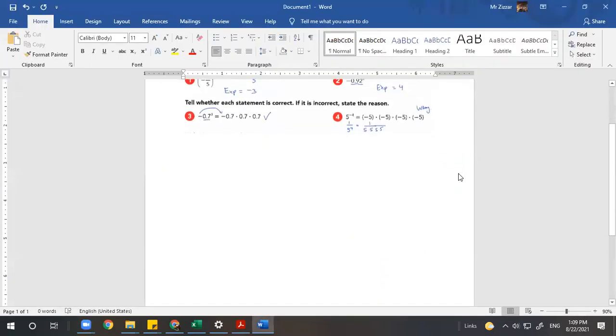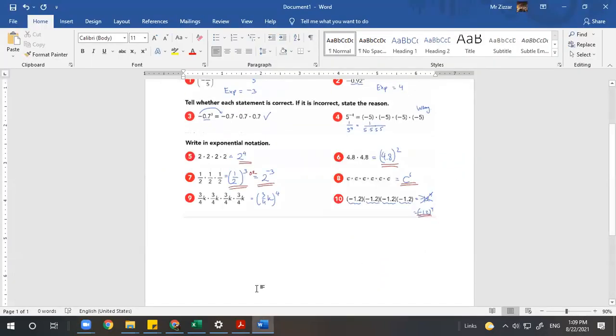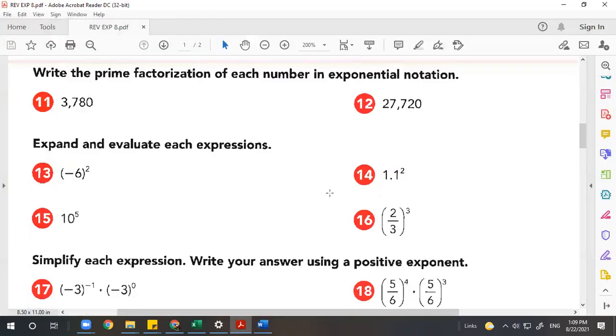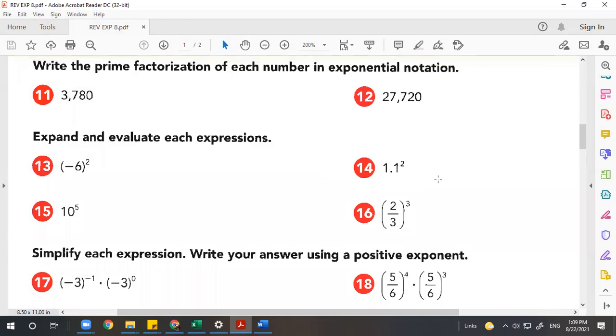And we can go so fast in this topic. Why? Because it's quite simple. But for the next questions, it won't be that easy. Okay, right? The prime factorization of each number in exponential notation. So this is 3780, right? So what you have to do is try to make a factor 3.